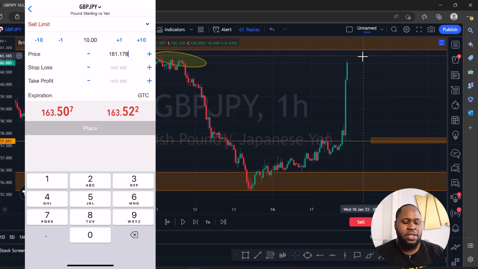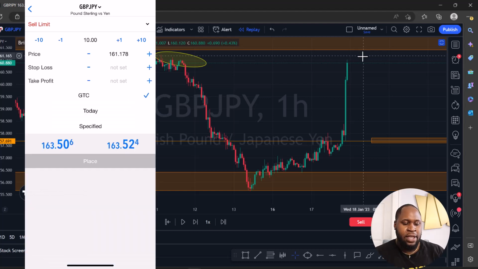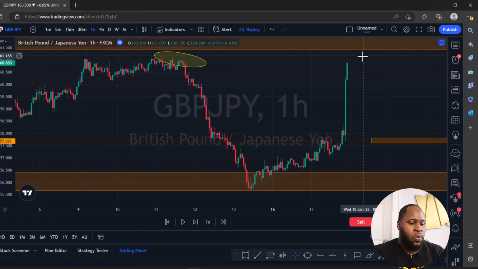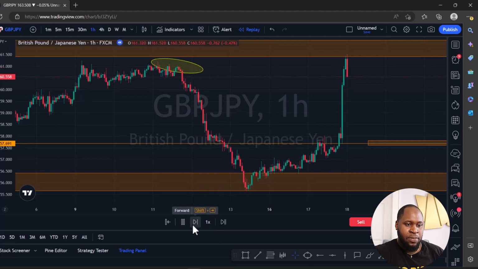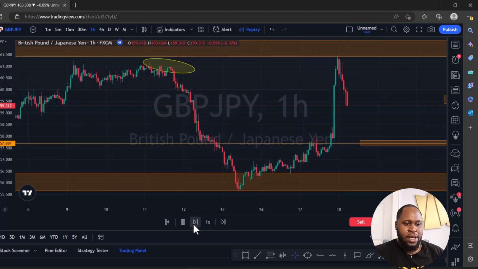And one thing I didn't mention, again, you can set your expiration. So expiration could be GTC, I believe, good till canceled, or you could set a specific date that you want the order to expire if it does not get activated. But pretty much that's how you would set your sell limit, and that would be activated once price were to get to that area. It would be activated, and then you would capitalize on that move.